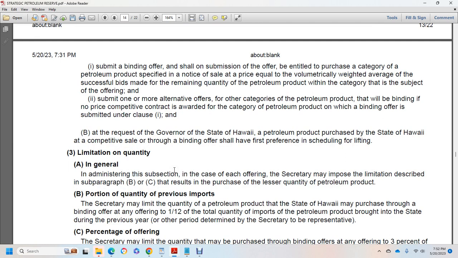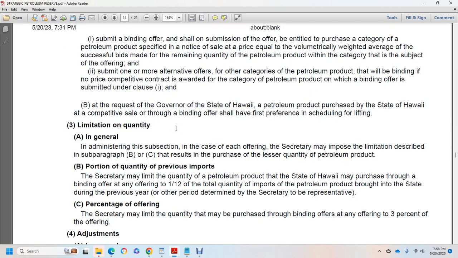Limitation on quantity and general administration. Subsection: in the case of each offering, the Secretary may impose limitations described in subparagraphs B and C. As a result of the purchase, lesser quality of the petroleum product. B, proportion of the quantity of previous import.